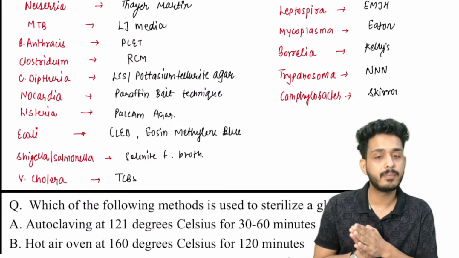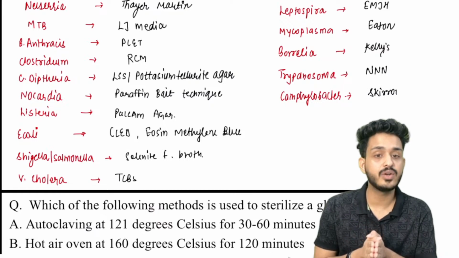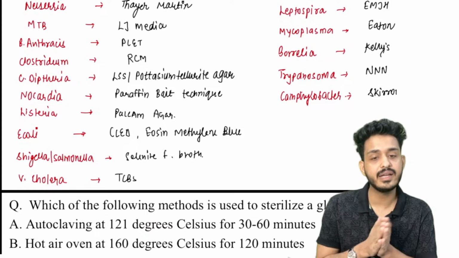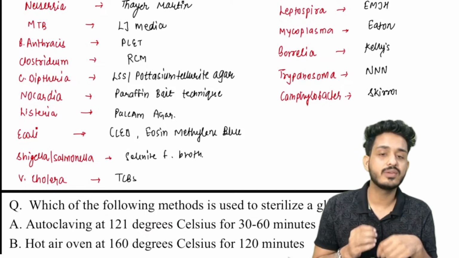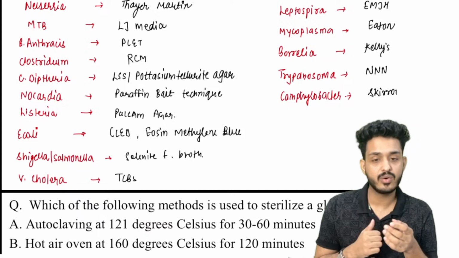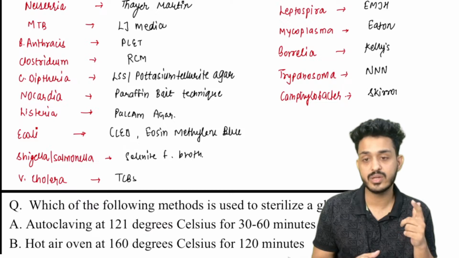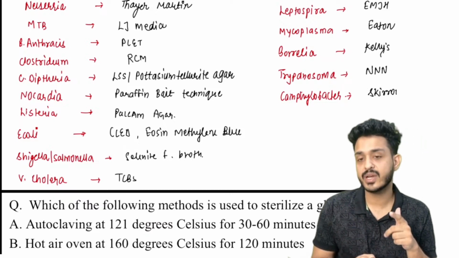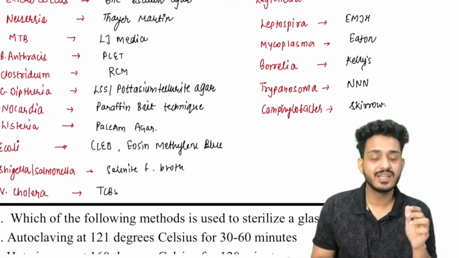Listeria, we are using Palcom agar. You can remember, we can also do a test, that is Anton test. You can remember, Lisa Auntie Palcom Bazar gayi. Okay. Next one is your E. coli. We are using Endo, Endo and MacConkey. We can also use eosin methylene blue. Shigella, Salmonella, twin sisters. We are having selenite F broth. Vibrio cholera, that is TCBS.